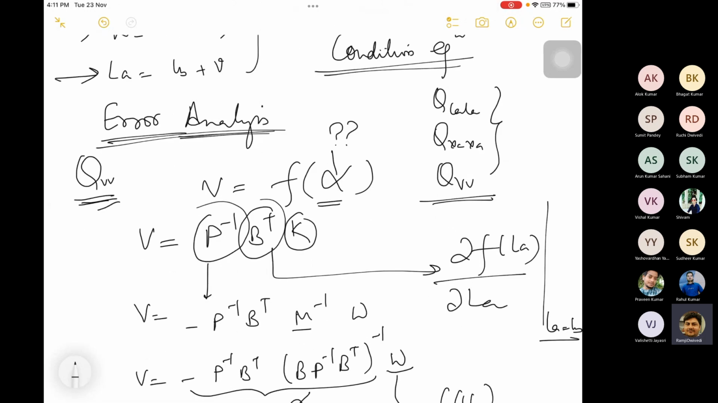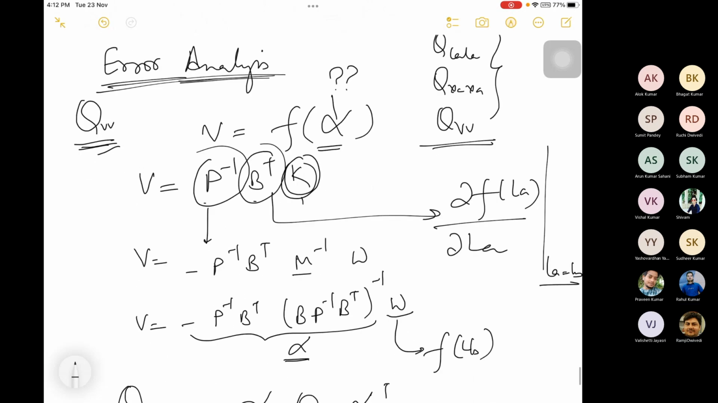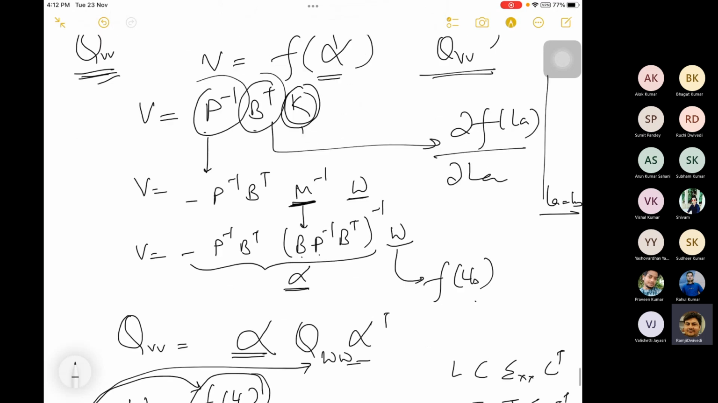So we know V is equal to P inverse B transpose K. P inverse is constant, B transpose is constant. Only K is variable. Why is K variable? Because K is M inverse W. What are the components of M? M components are B, P inverse, B transpose. They all again are constant. The only thing is W. W is F of LB, function of LB.